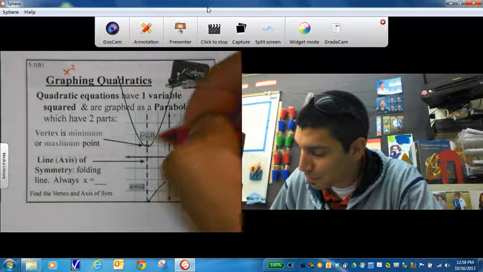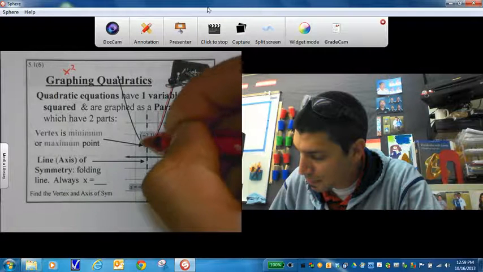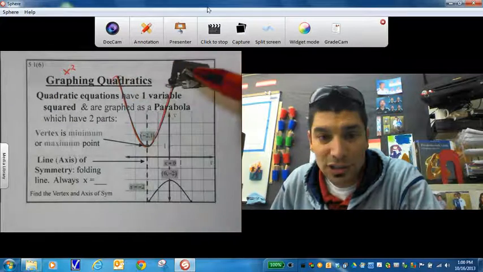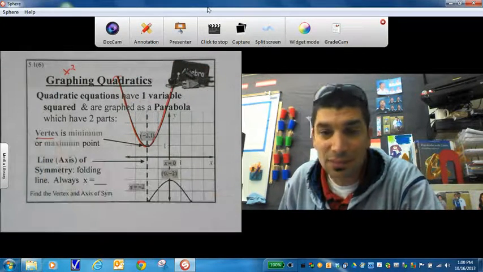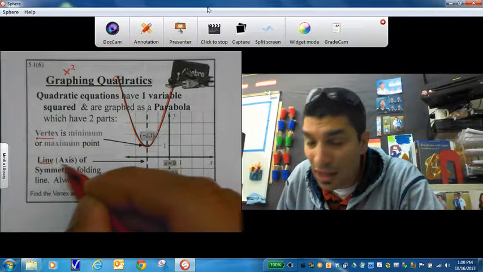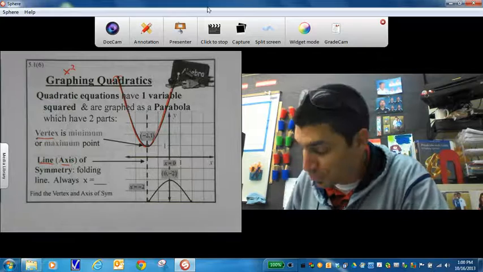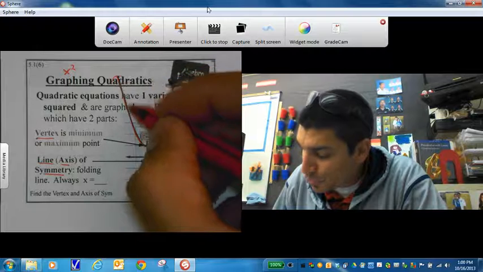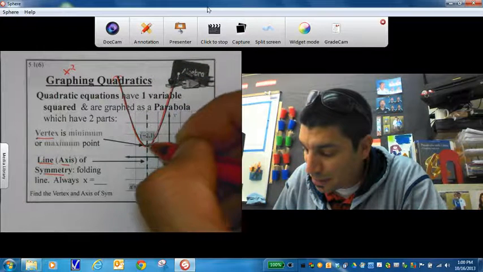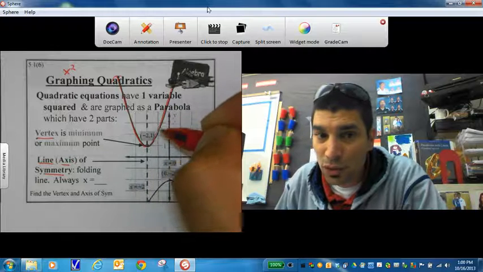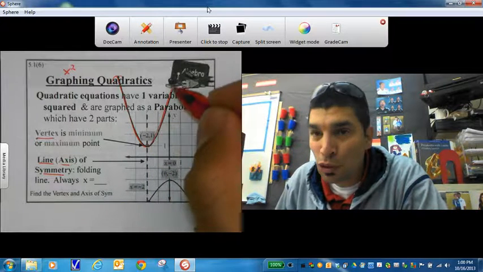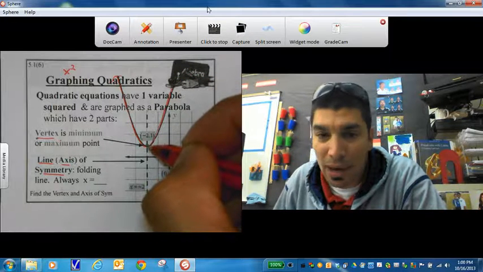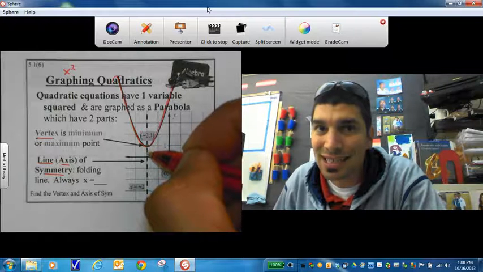So if this is my parabola right here. Here's my parabola. I'm tracing it in red. I need to know what the vertex is, and I also need to know what the line, otherwise known as the axis of symmetry, is. The vertex is either the lowest point of the parabola, the minimum value, we could use the word minimum for that. It's the absolute bottom. If there was a marble and it was on the inside of the parabola, it would go all the way to the bottom. That is the vertex. The vertex is the lowest point.